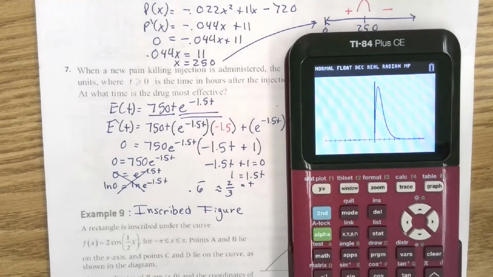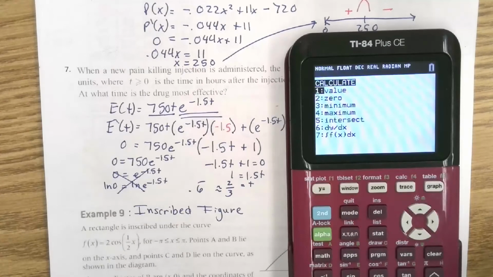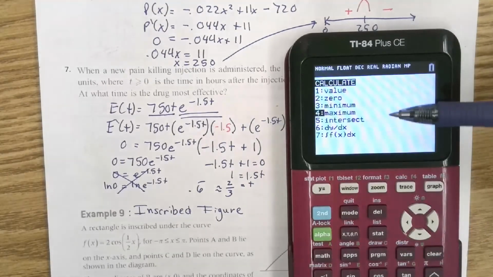So let's double check. We think it's at 2/3 or 0.6 repeating. So I'm going to go to my calculate menu. So that is second calculate. And I'm going to choose the option of identifying a maximum. This is how you did this in pre-calculus, before you knew how to differentiate functions.